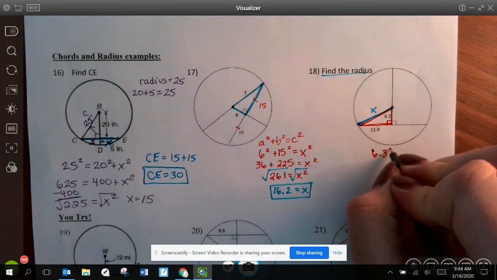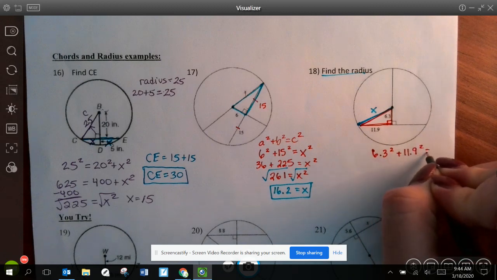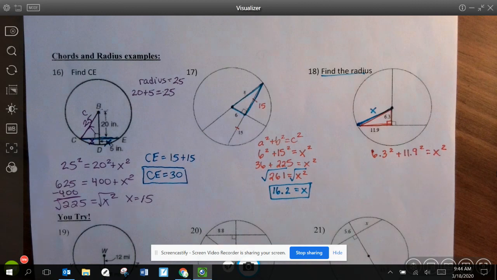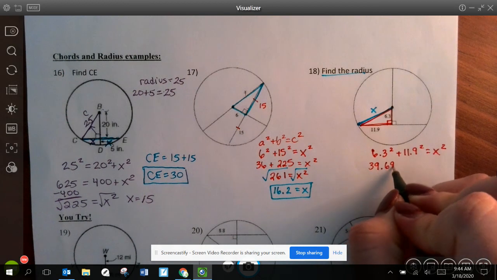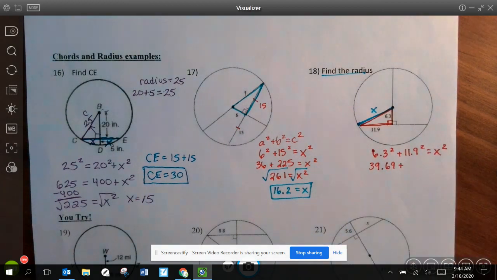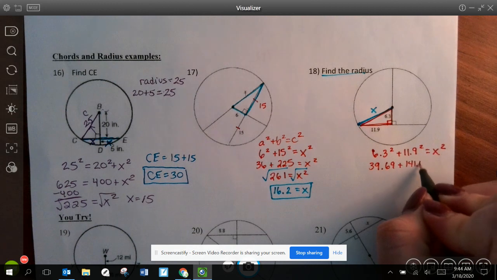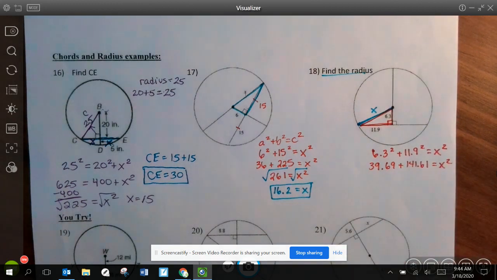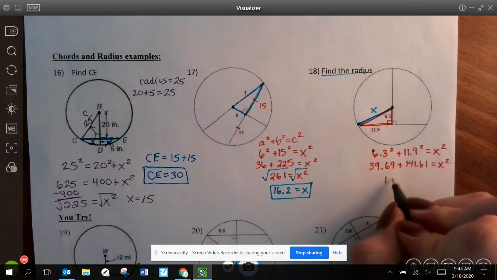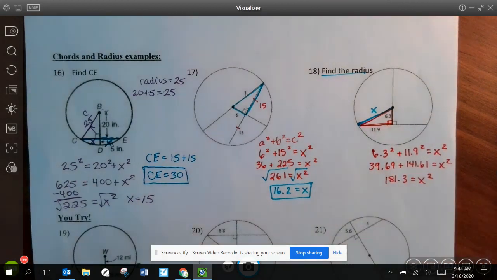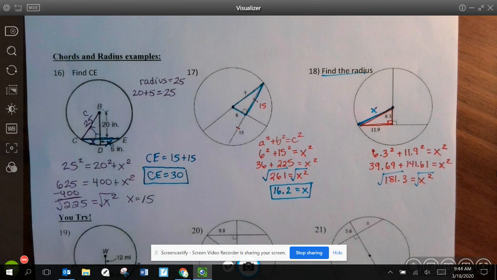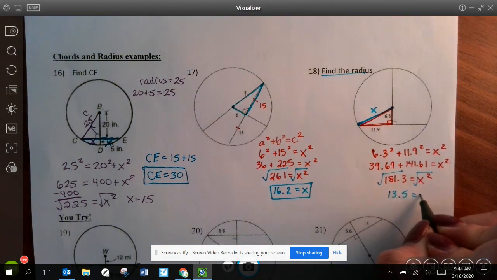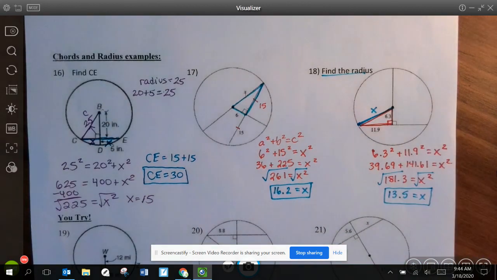So I could do 6.3 squared plus 11.9 squared equals x squared. So 6.3 squared gives me 39.69. 11.9 squared gives me 141.61. And when I add those two together, I get 181.3. To undo a square, take the square root, and I get 13.5 when I round. And so my radius would be 13.5.